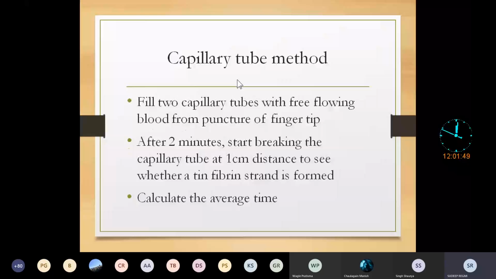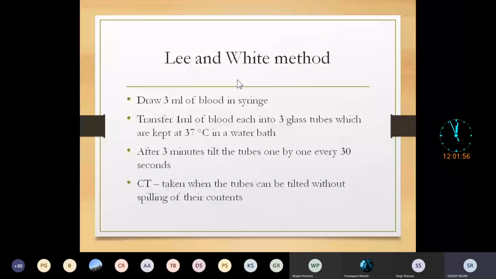Now the Lee and White method, this is although not used very widely because this has been replaced by the APTT. Okay, however, for this we draw 3 ml of blood in the syringe and transfer 1 ml of blood into each of 3 glass tubes, which are kept at 37 degrees centigrade in a water bath. And after 3 minutes, we tilt the tubes one by one every 30 seconds. And the clotting time is the time taken when the tubes can be tilted without spilling of their contents.